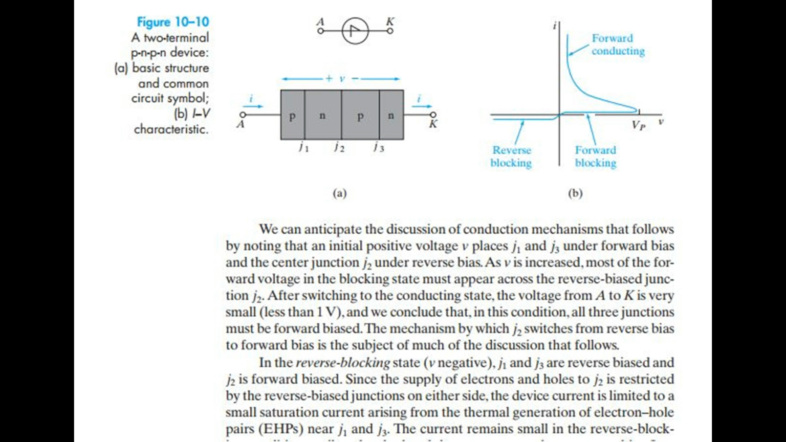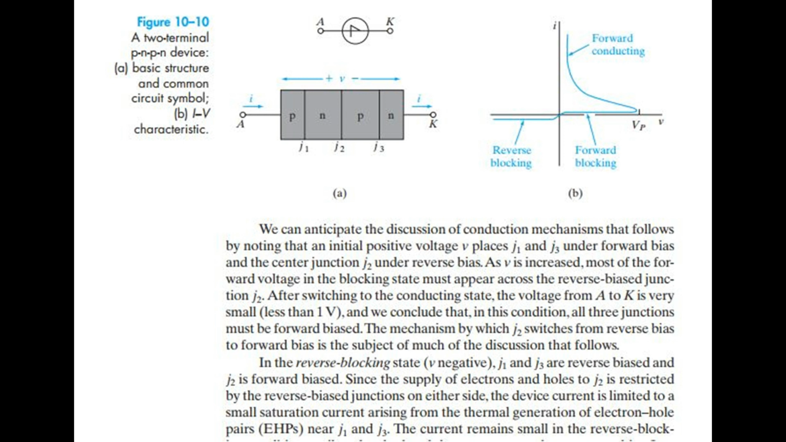The mechanism by which J2 switches from reverse bias to forward bias is the subject of much of the discussion that follows. In the reverse blocking state, V negative, J1 and J3 are reverse biased and J2 is forward biased.